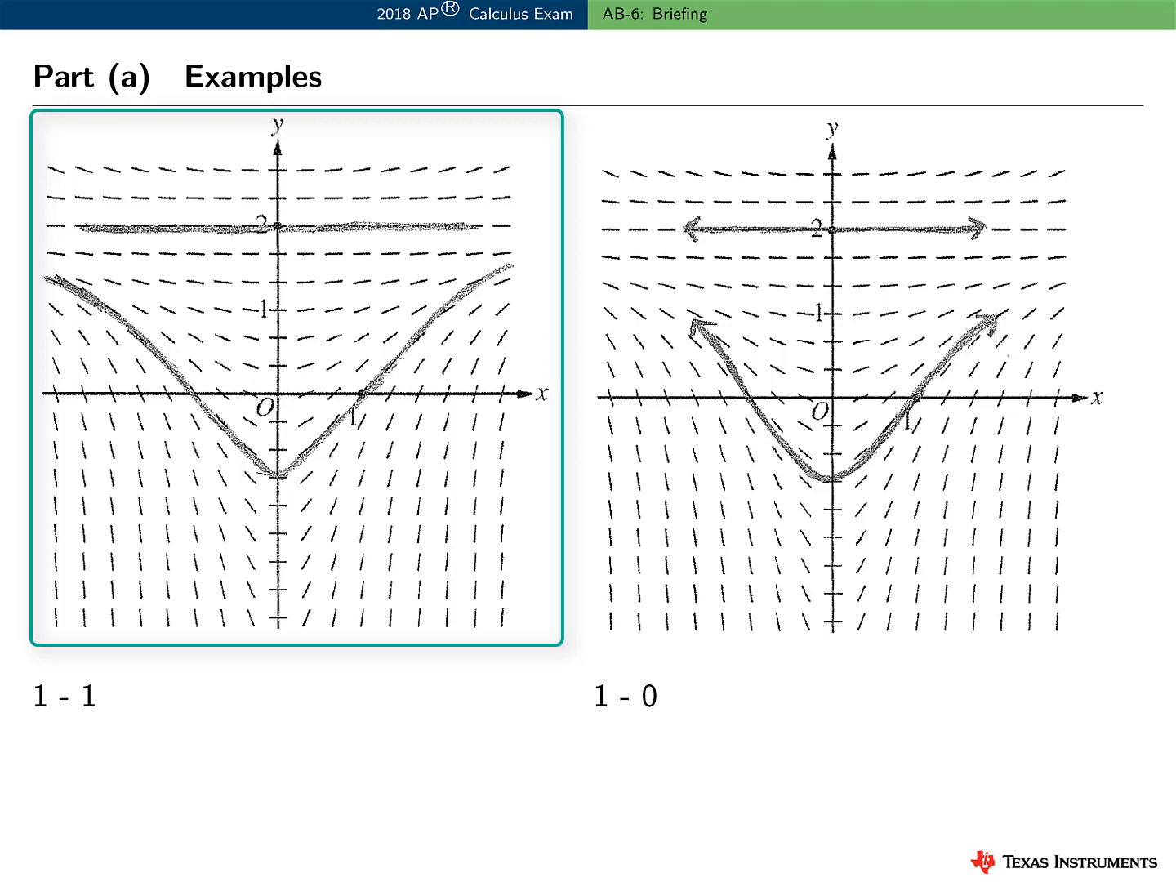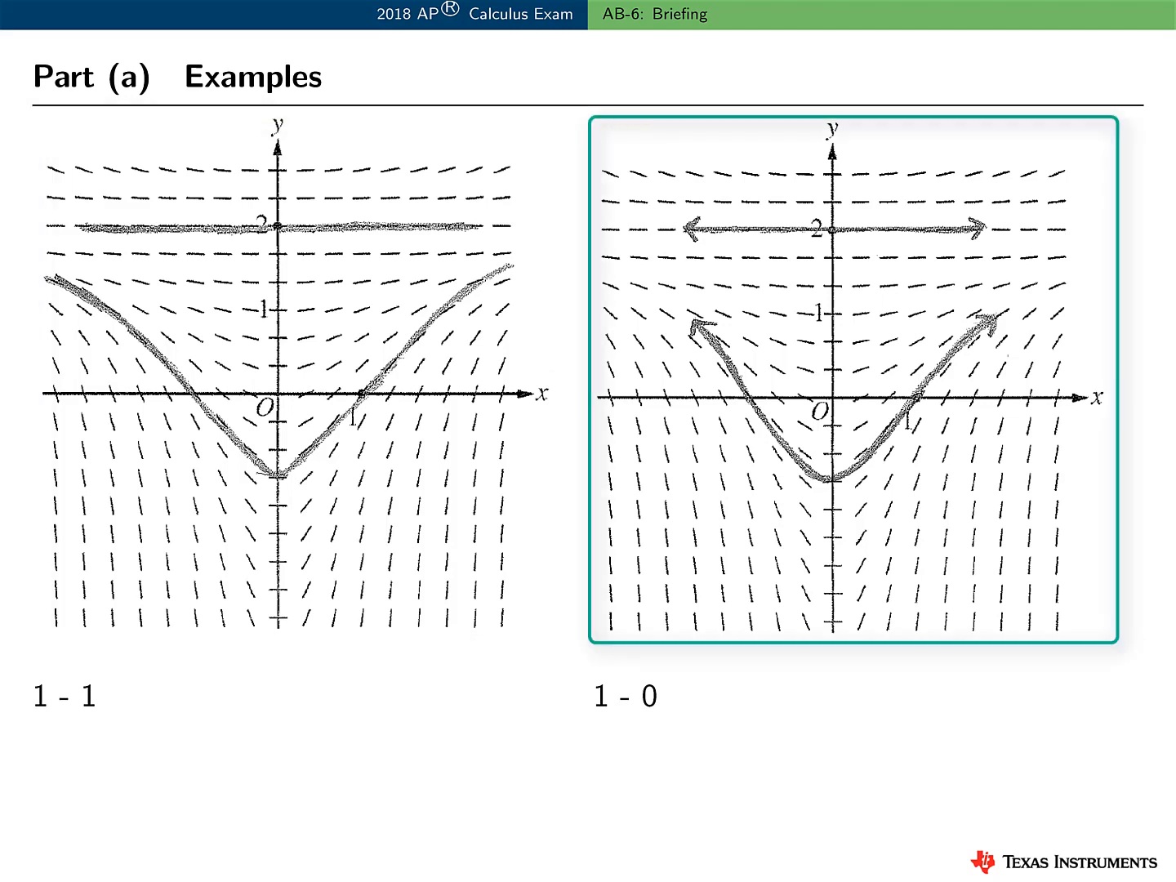In this example, the horizontal line at y = 2 stops one gap away from the boundary, so this earns the first point. And the other solution curve is pretty good. It earns the second point.